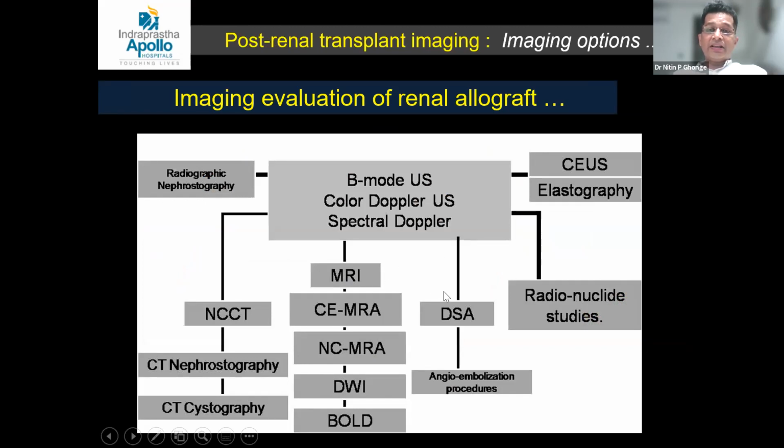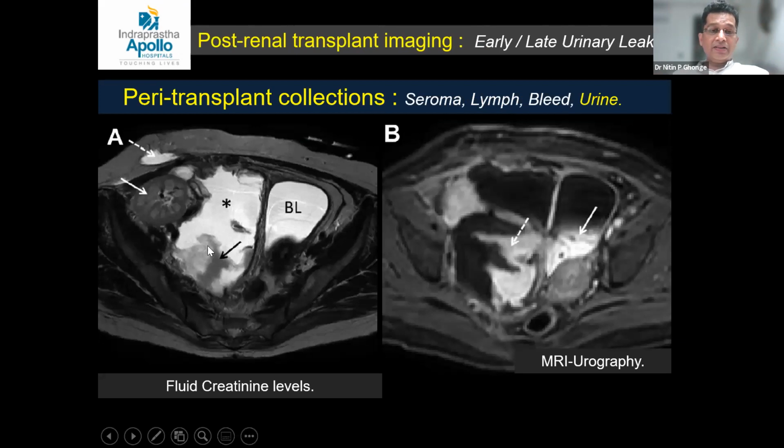So renal allograft can be nicely evaluated based on B mode ultrasound, color Doppler, and spectral Doppler. This is the first line imaging modality for renal allograft evaluation, followed by CT and MRI in select cases, or other modalities depending upon the findings on B mode ultrasound. The most common complication is a peri-transplant collection, which can be seroma, lymph, blood, or urine.